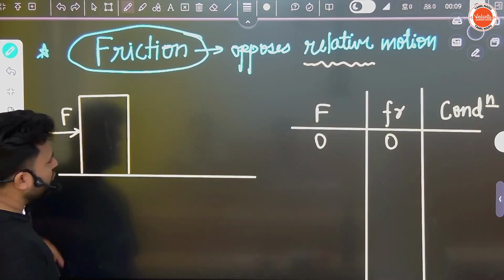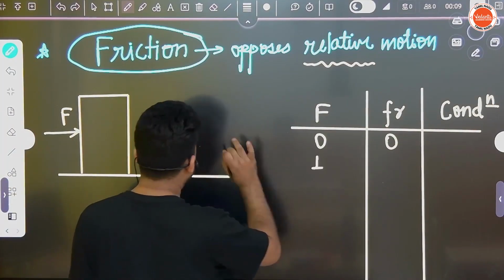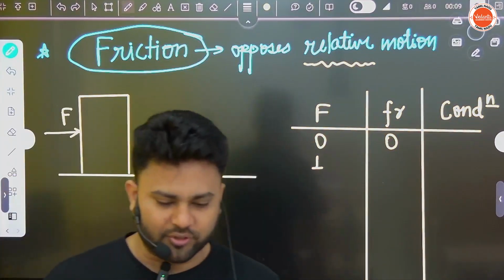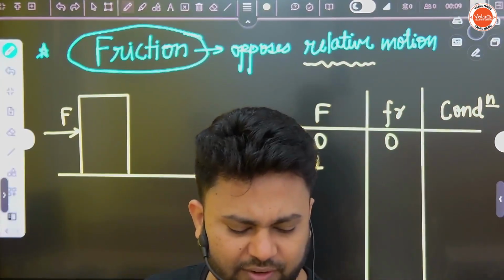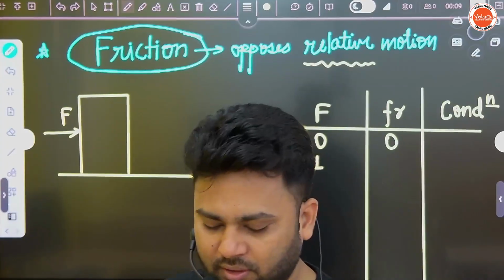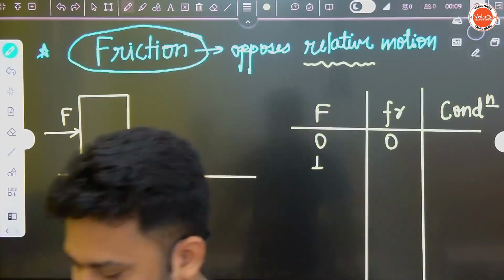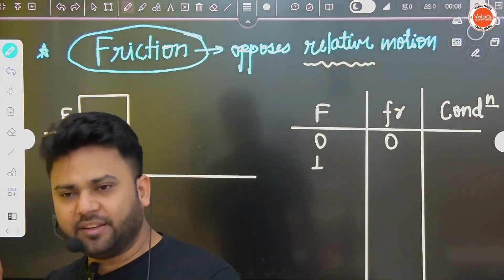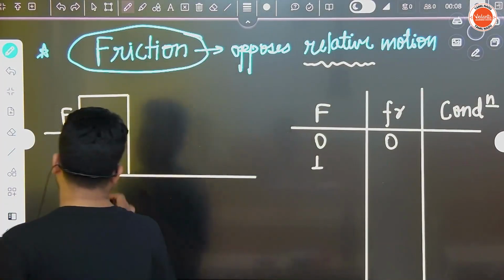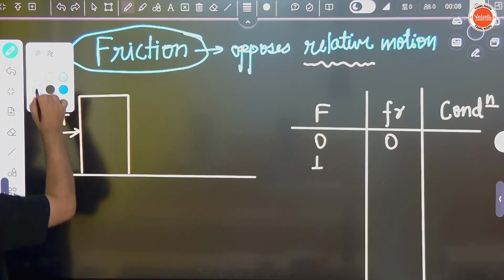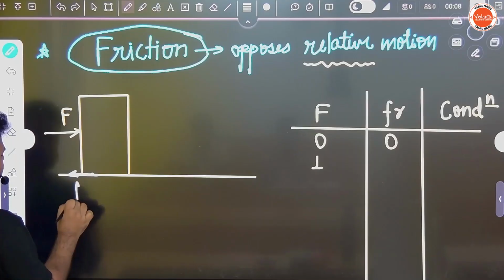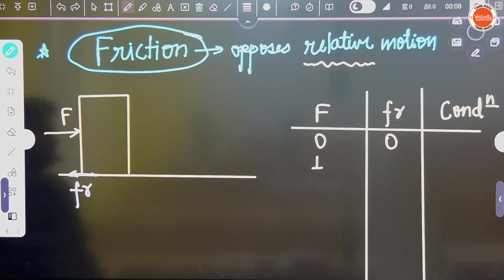Now you applied a force of 1 Newton, but the object is not moving. Correct? Suppose like this, I apply force a little bit, it is not moving. I have to apply more force now. Like this bench, I am applying force, it is not moving. See why? Because friction is opposing. So you are applying force here, friction is opposing in the opposite direction. That's why the object is not moving.